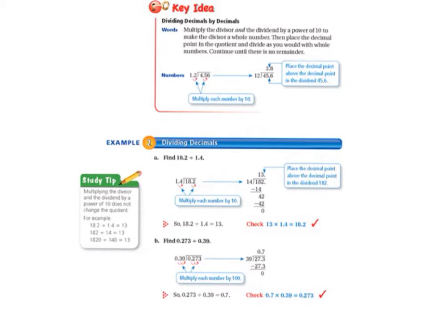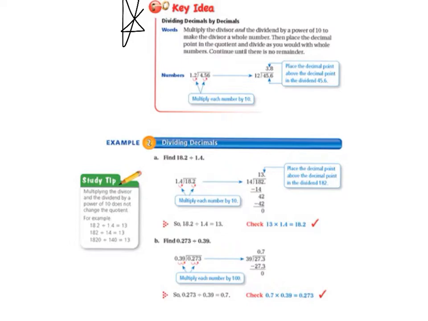Turn the page and let's look at the key idea on the next page. Dividing decimals by decimals. Multiply the divisor and the dividend by a power of 10 to make the divisor a whole number. Then place the decimal point in the quotient and divide as you would with whole numbers. Continue until there is no remainder. This sounds really complicated, but if you look at the example, it's not so complicated.